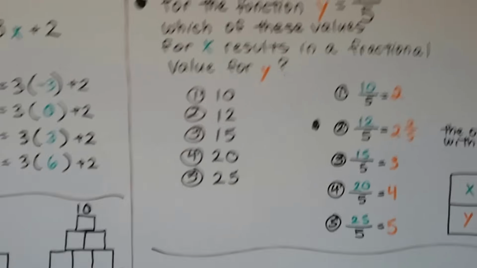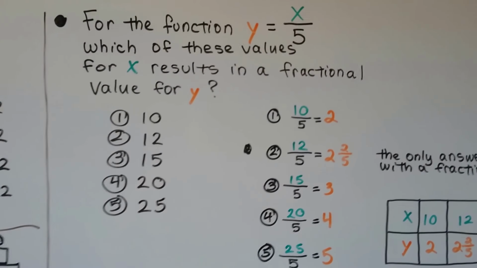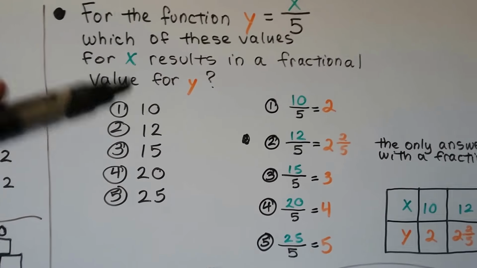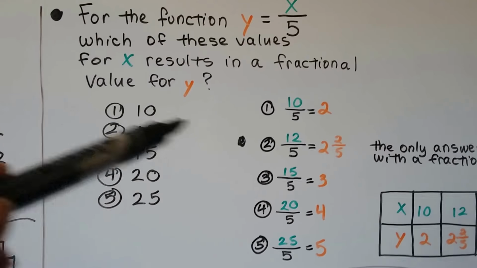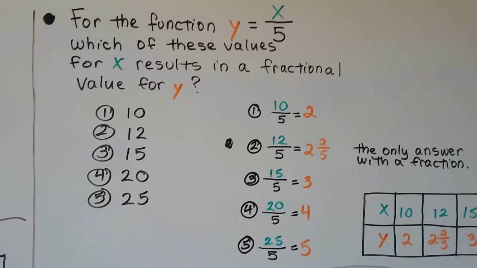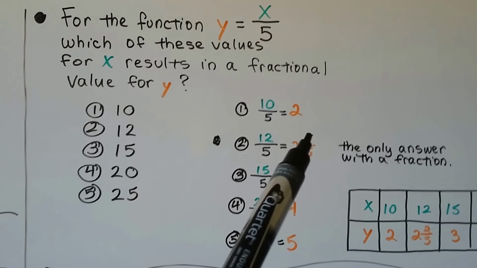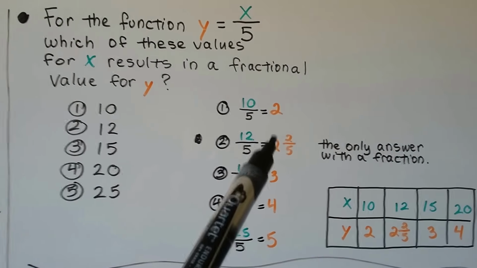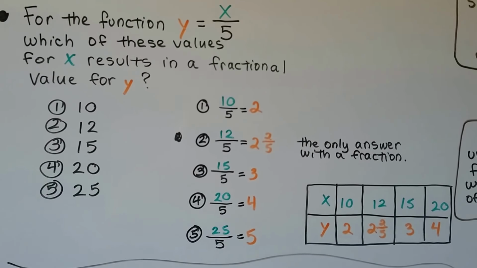And this one says for the function y equals x divided by 5, which of these values for x results in a fractional value for y? So here are our choices. If we do number 1, which is 10 divided by 5, that's going to give us a whole number 2. That's not a fraction. If we do number 2, which is 12, we get a 2 and 2/5. And if we compare all the other ones, they're giving us whole numbers. This is the only one that has a fraction in it, so the answer is number 2.